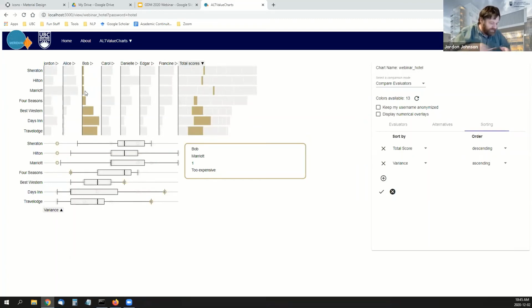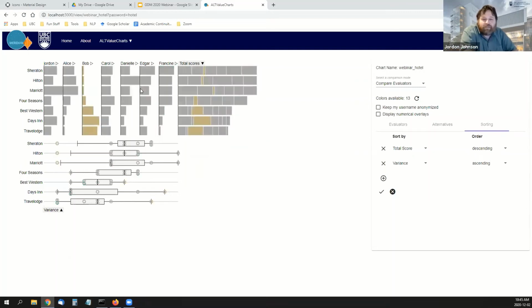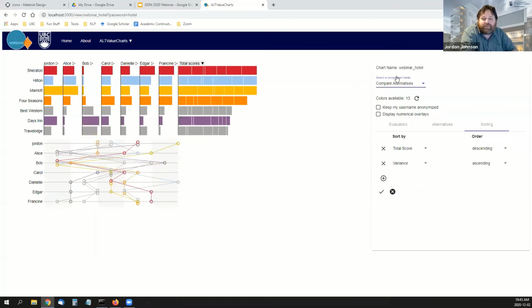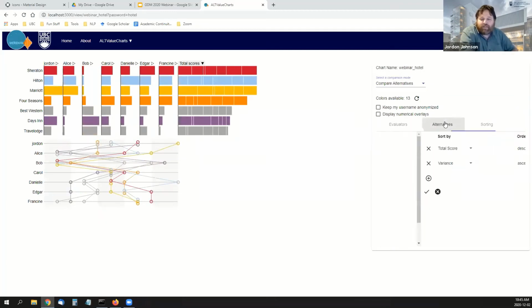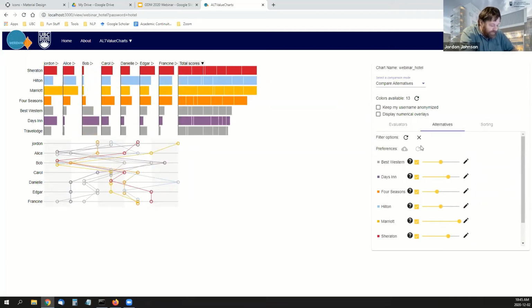So that's worth discussing, and we'll come back to that. But let's swap back to comparing the alternatives for a moment. Okay, and go to our alternatives pane.